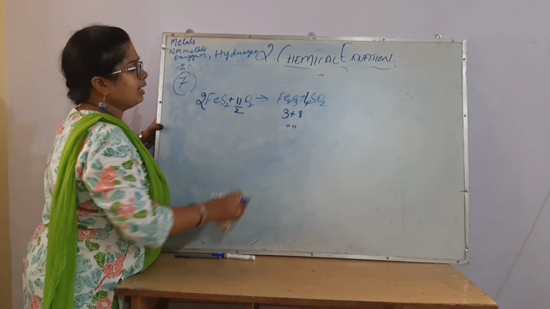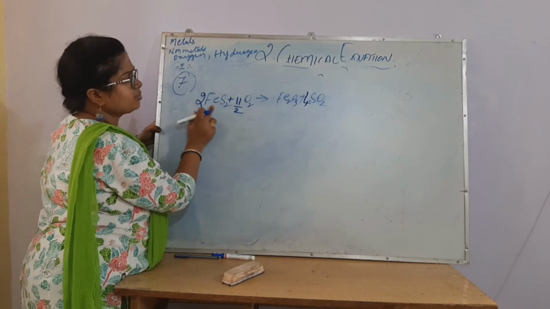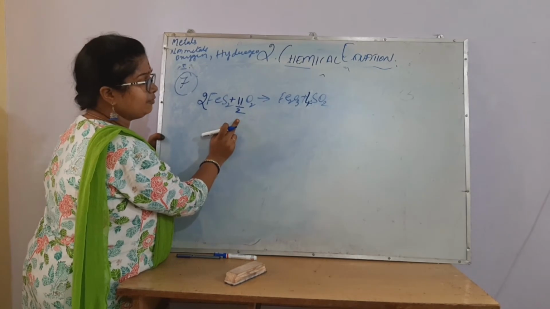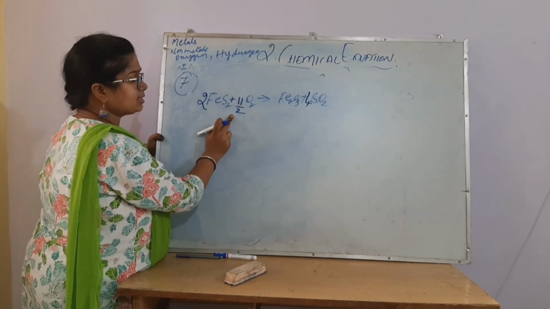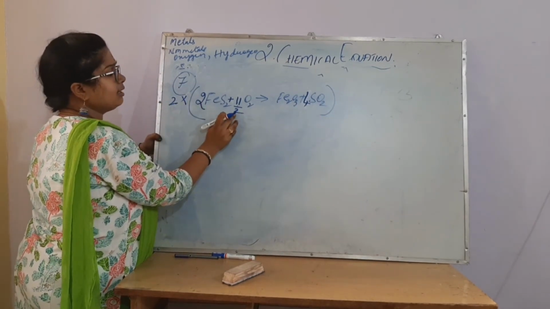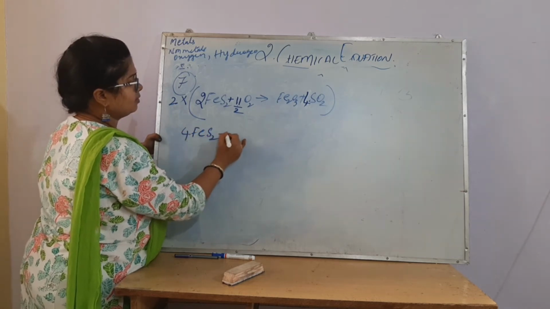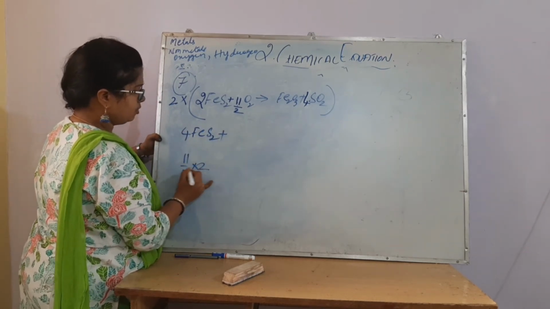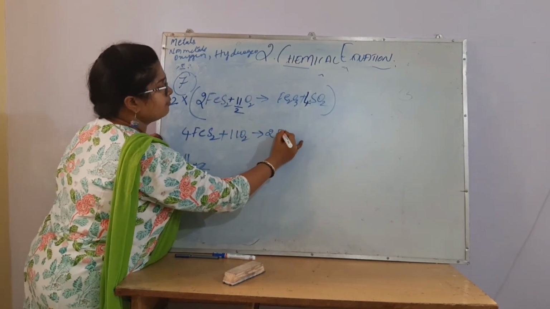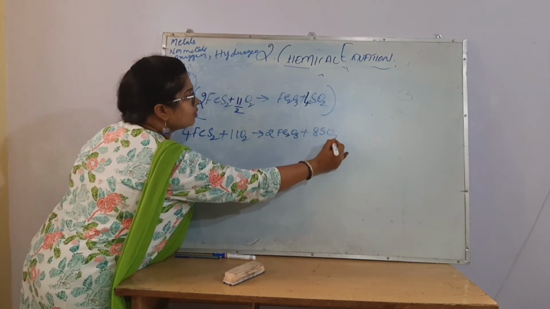Subscript 2. Again, let me check from metal. Metals 2. 2 done. Non-metals 2 to the 4. 4 done. Oxygen. Okay, this is in the fraction form, na? In the oxygen, I can't count like this. Again, multiply this whole one with into 2, so that I should not get this fraction. 2 2 is 4. Plus 11 by 2 into 2. Cancel. 11 over 2. Gives rise to 2 Fe2O3 plus 8 SO2.